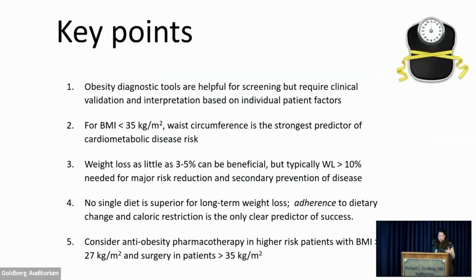So just to summarize, obesity diagnostic tools are helpful for screening, but they require clinical validation and interpretation based on individual patient factors. At BMI of 35 or under, waist circumference is actually the strongest predictor of cardiometabolic risk. So get out that tape measure. Weight loss as little as 3 to 5% can be beneficial, but typically 10% or more is really needed for major risk reduction and secondary prevention of disease. There's no single diet that's superior for weight loss. It's really adherence and caloric restriction that are predictors of success.